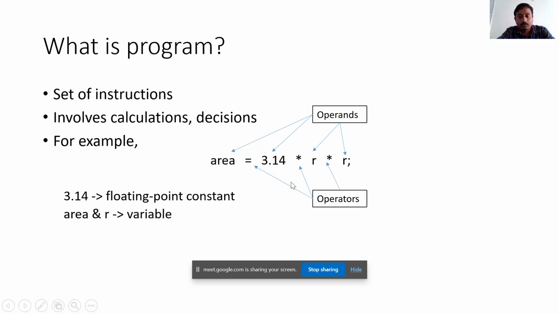Now here we have two operators. In order to break a tie between these operators, every operator has a priority. So this expression will be evaluated first, that is 3.14 into r into r. The result of that expression will then be assigned to area. So remember, every operator has its respective priority.